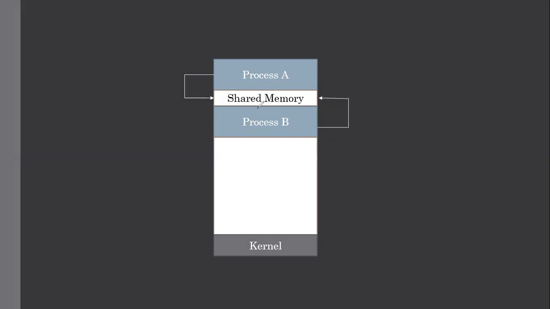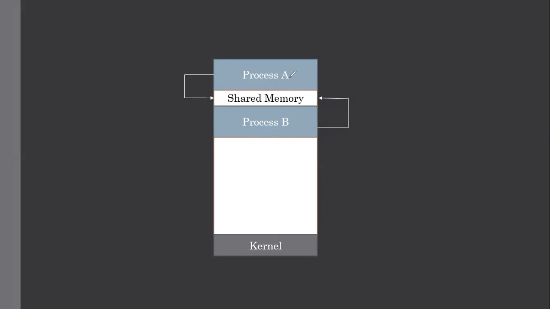Now suppose process A and process B want to communicate with each other. Either process A will establish this shared memory region, or process B will establish it. So shared memory requires the communicating processes to establish a region of shared memory. And now, where will this shared memory region lie?